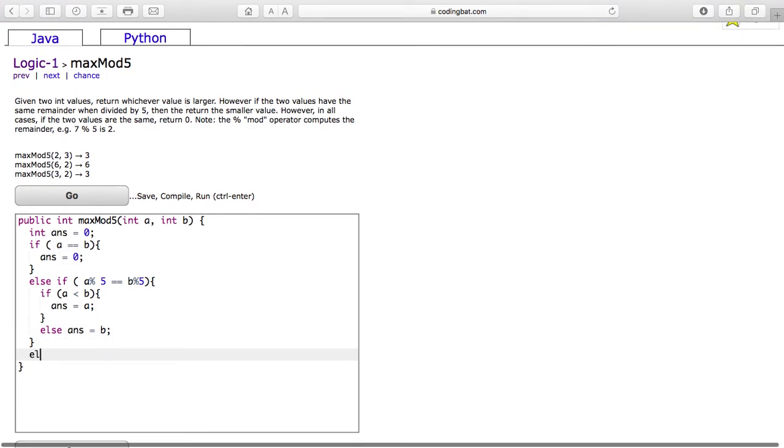If none of these cases apply, then we would do else. And within that else, we would do if A is smaller than B, the answer will be B. And otherwise, the answer will be A.